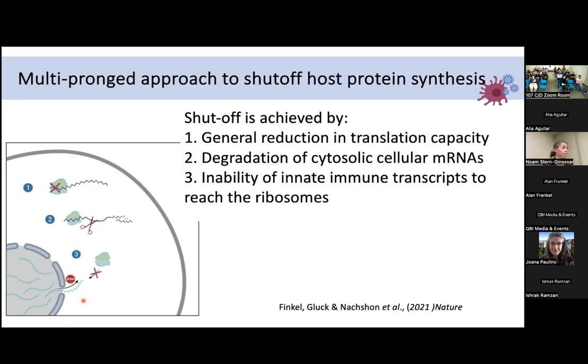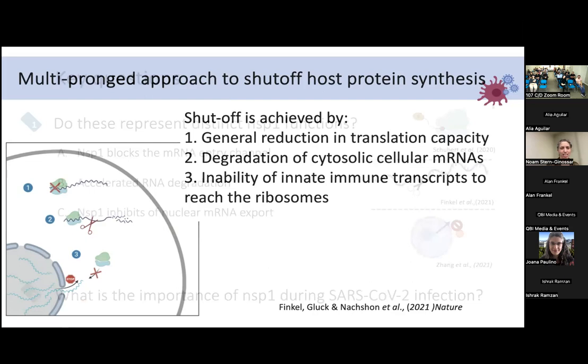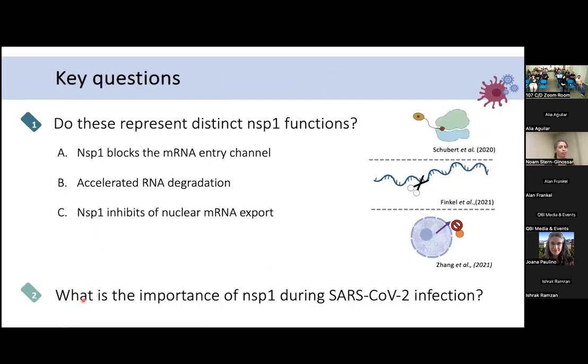So this was really satisfying and interesting, and we got a nice publication, but there were actually several questions that were raised from this. The first one was, do these really represent distinct functions? So I showed you that people showed NSP1 blocks the ribosome. We show it accelerates mRNA degradation, and actually concurrently with our publication indicating there is blocked nuclear mRNA export, it was shown that NSP1 can block nuclear mRNA export. And we know these gene expression pathways are connected. So if you block translation, it will affect stability. If you block export, it has an effect on stability.